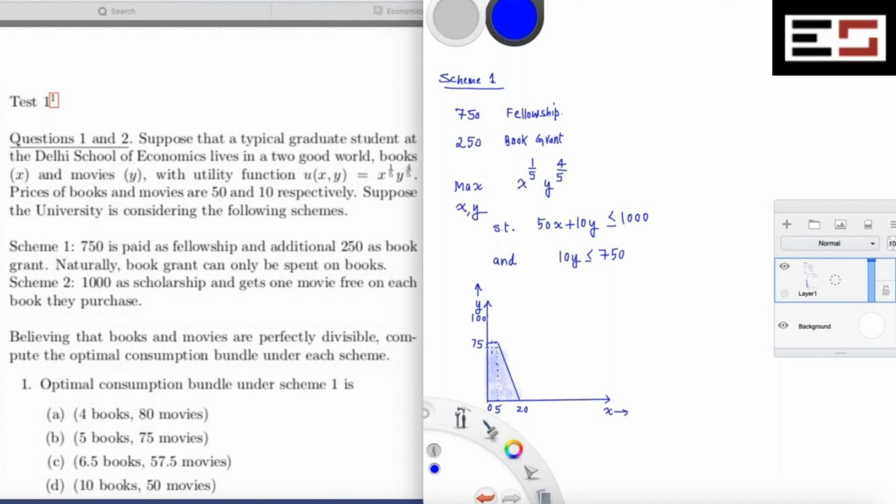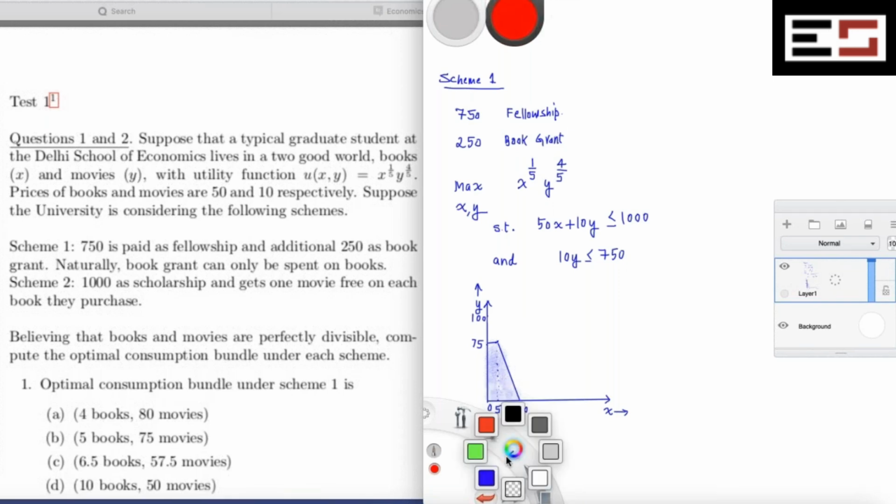Now we have to figure out where in this region this expression is maximized. How do we do that? It's the standard procedure. You just have to check whether the highest possible indifference curve passes through this point or this point, or where it is basically. If you try and plot this indifference map, where is the highest possible indifference curve?